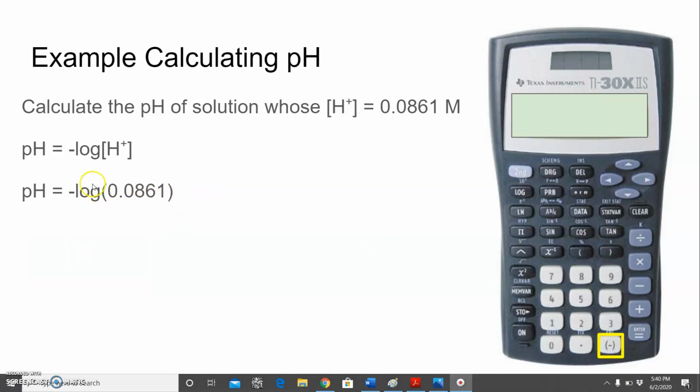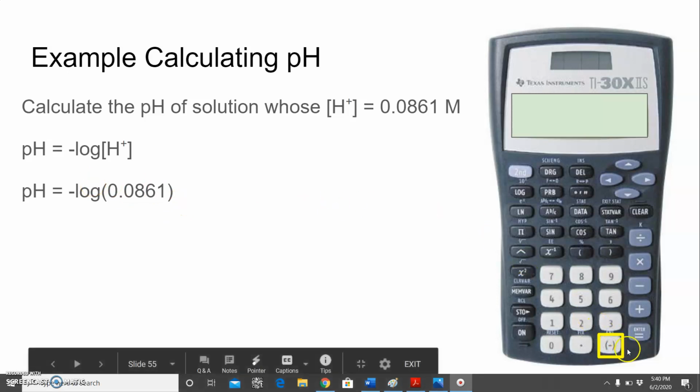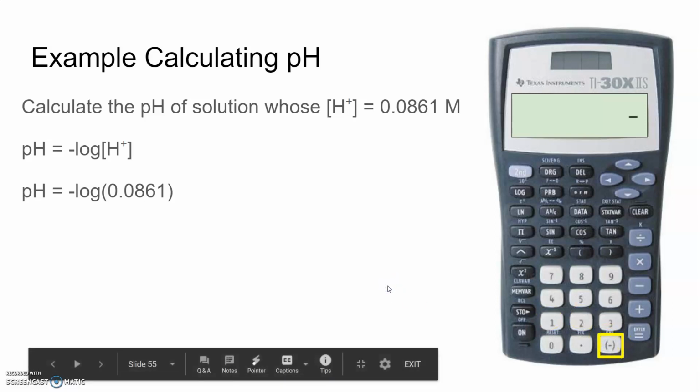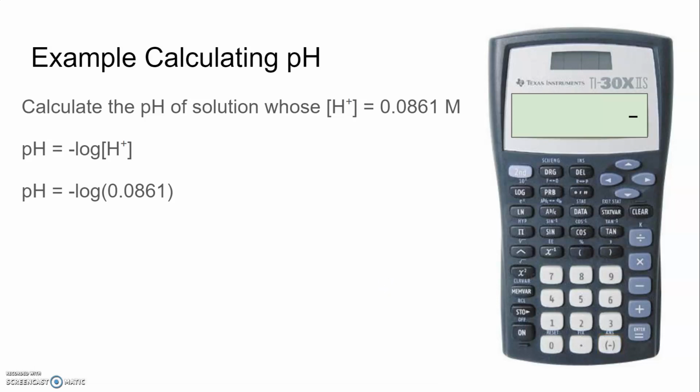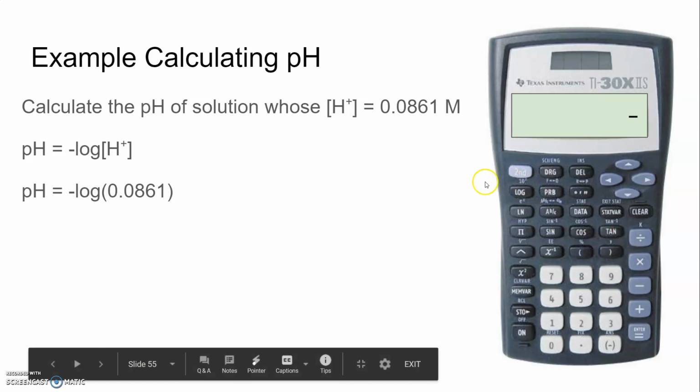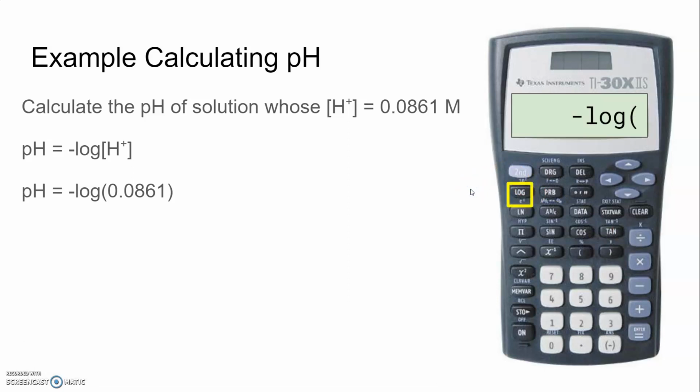Okay, so we have our equation. Now, how do we put that in the calculator? The first thing we're going to do is press the negative sign button, not the minus, the little negative sign. We hit that, and we get a minus sign on our calculator. Then we press the log button, which is up here underneath the second. Just hit that log button, and then we get minus log. The next thing is to type in the value of our concentration, 0.0861, using the keypad.